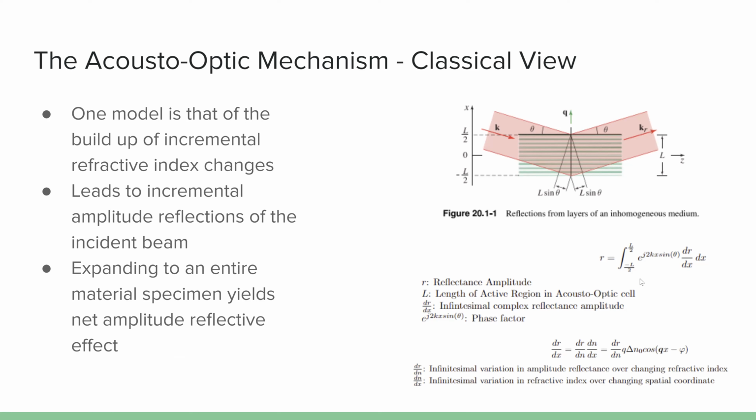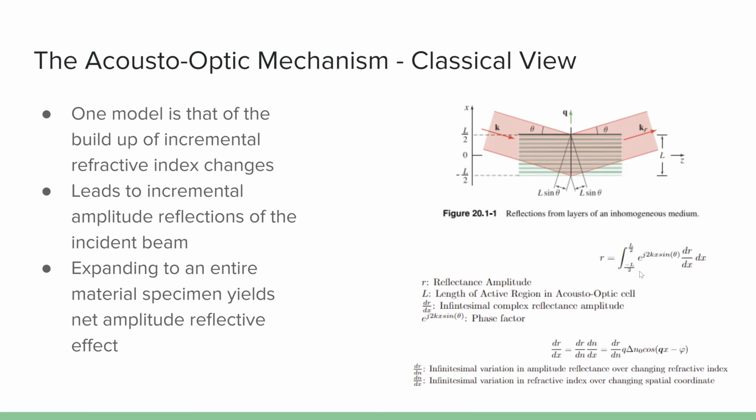The general term of it is given here, with the lowercase r being your amplitude reflectance. This equation is coupled with this image, so you can view this as your acousto-optic Bragg grating, let's just call it that. You have your incident light and your reflected light, and you have a length L that this effective Bragg grating is traversing across, and you have L sine theta. I'm hoping this is ringing some bells with Bragg's law here.